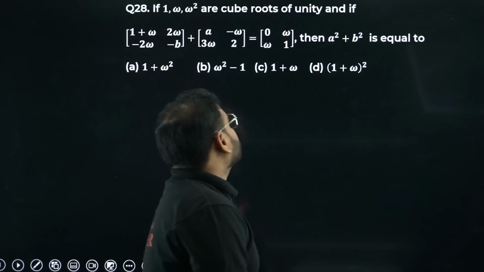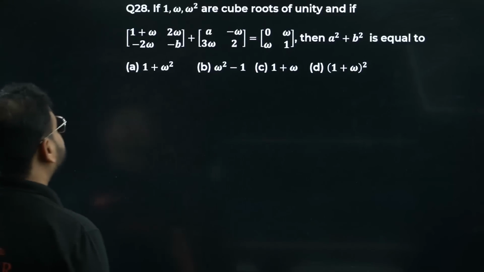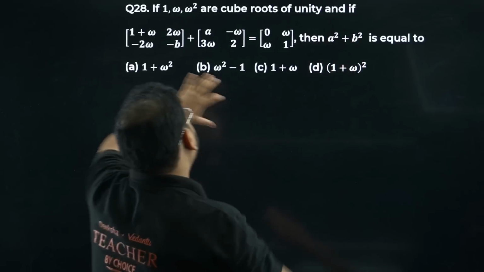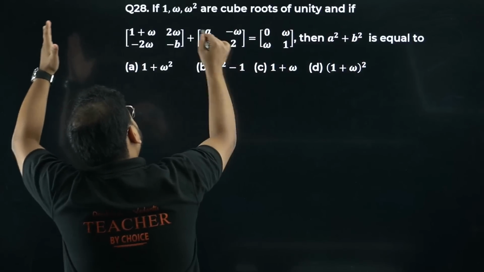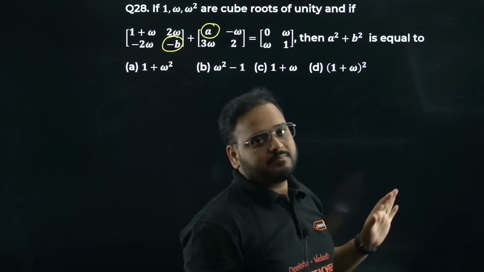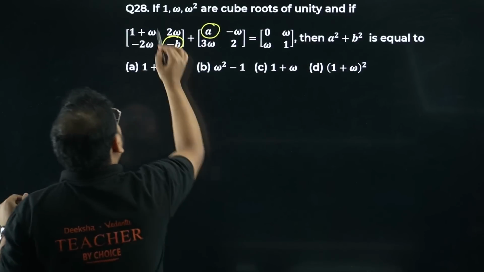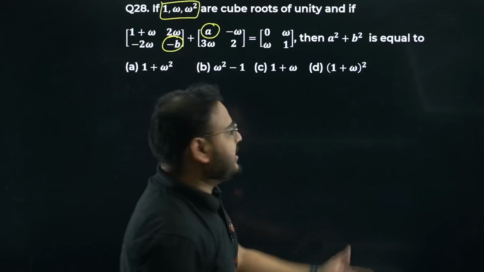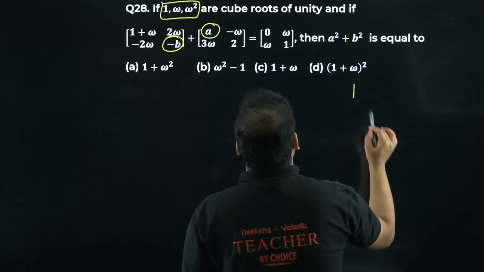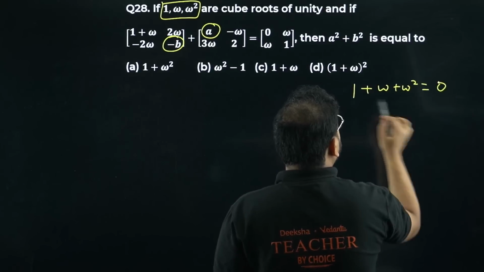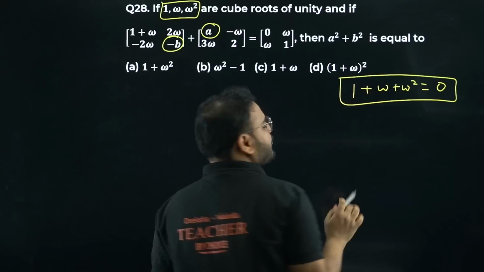1, omega, omega square are cube roots of unity, and if this condition is valid, find the a square and b square value. Basically, from this whole relation, find the value of a, find the value of b, and square them to get the result. They are giving you one relation that 1, omega, omega square are the cube roots of unity. We know this one thing: 1 plus omega plus omega square has to be equal to 0. This is a property of cube roots of unity.